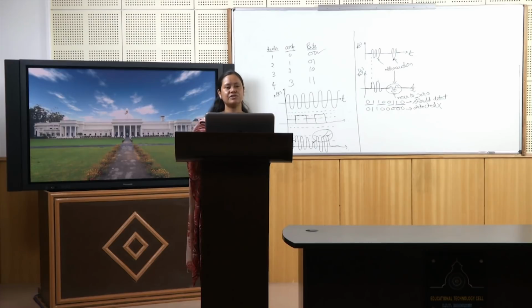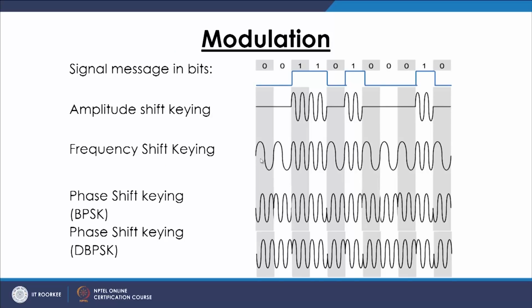Next is frequency shift keying. So we can see from here there are two frequencies. Whenever we have zeros here, we have a smaller frequency here. Whenever we have ones, we have higher frequency here. And for each zero, we can see the broadening of the pulse, which is representing the lower frequency. So it is this frequency shift keying.